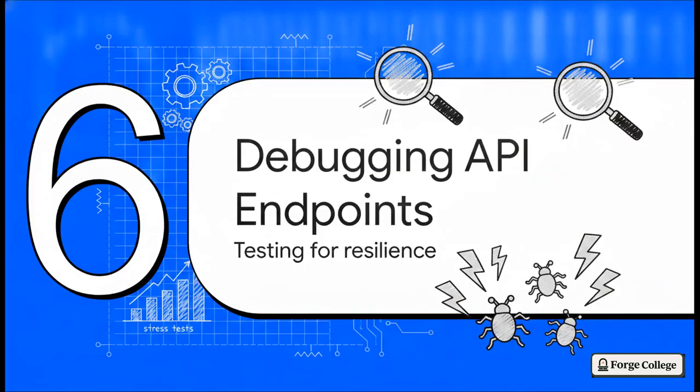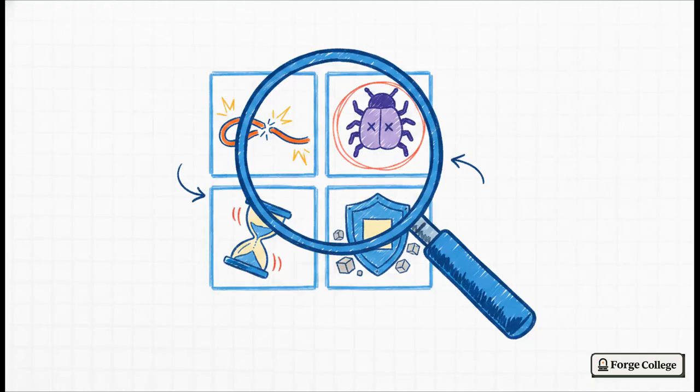Finally, Section 6. Debugging your API endpoints. In this final inspection phase, we have to actually verify that our shiny new endpoint behaves exactly as we expect under simulated stress. To properly debug, you need to run these checkpoint tests to produce a really solid debug report.